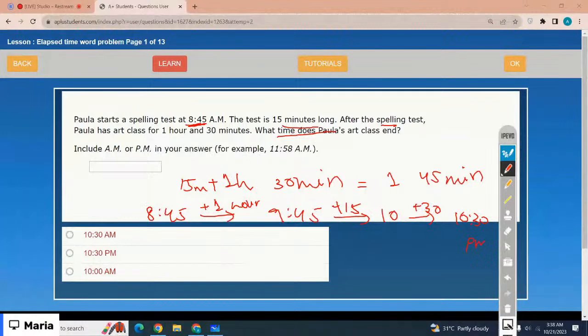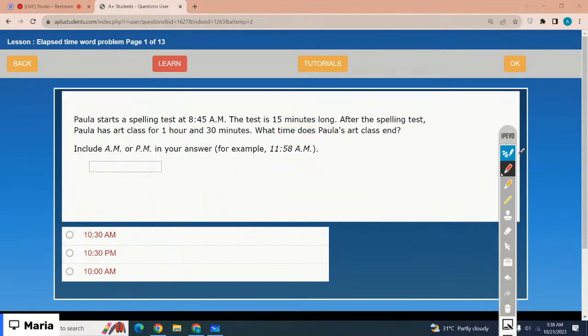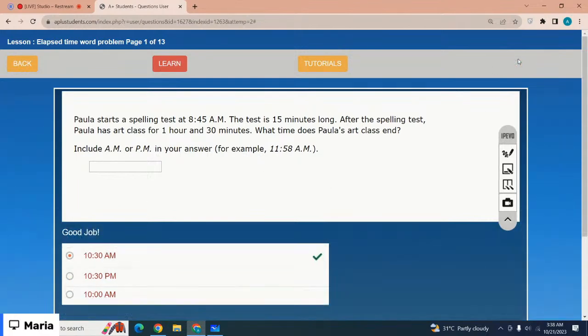When you break down the minutes, here you added 15 minutes first, and then you added 30 minutes. So that means the time is 10:30. Got it? The correct option is 10:30. She started at 8:45, so a.m., that would be 10:30 a.m. Right?